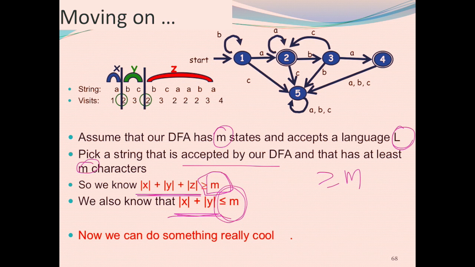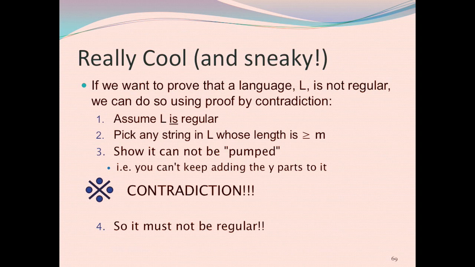And with that, we can do something really cool. So this is really cool and kind of really sneaky in a roundabout way. It's kind of a good hack, I think, okay? Here's how we're going to prove a language is not regular, all right? If we have our language L, what we're going to do is say, sure, I'll assume L is regular. And then we're going to pick some string in L whose length is greater than or equal to M, right? Doesn't matter what string we pick.